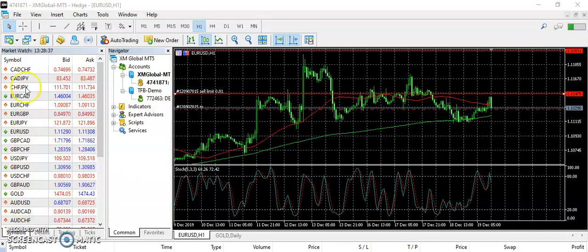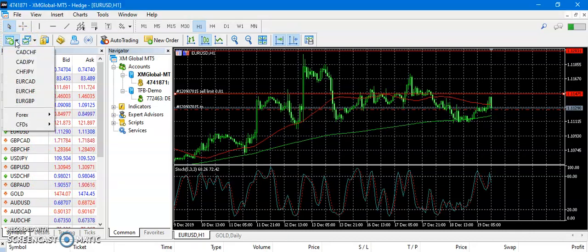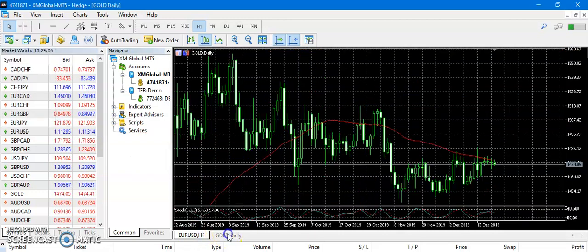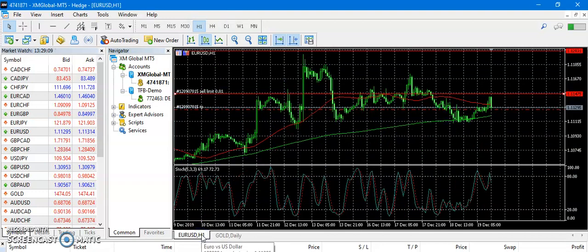You have different pairs. If we've gone through pairs before, you understand what we're talking about. And then on the first icon on your left, you see the different pairs. You can actually add more of the pairs. You have forex, you have CFD. On that CFD, you have gold. On my charts, you can see just USD and gold. Those are the main two pairs I trade.